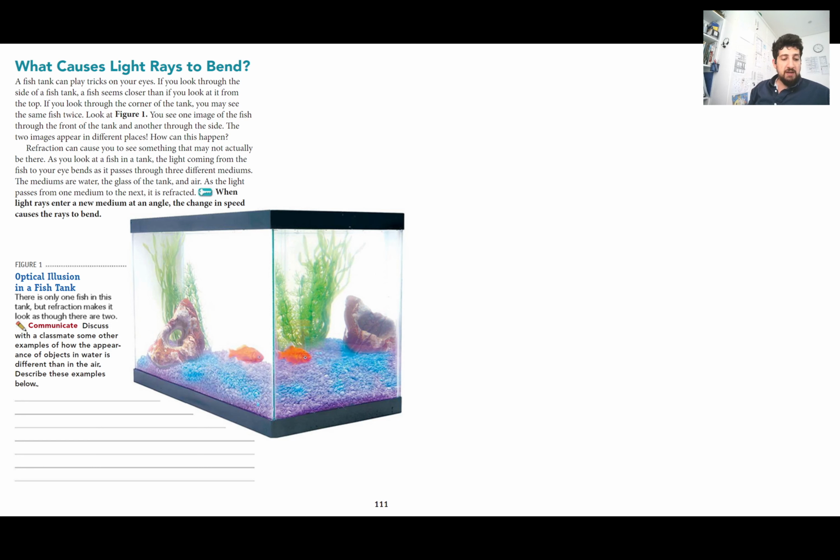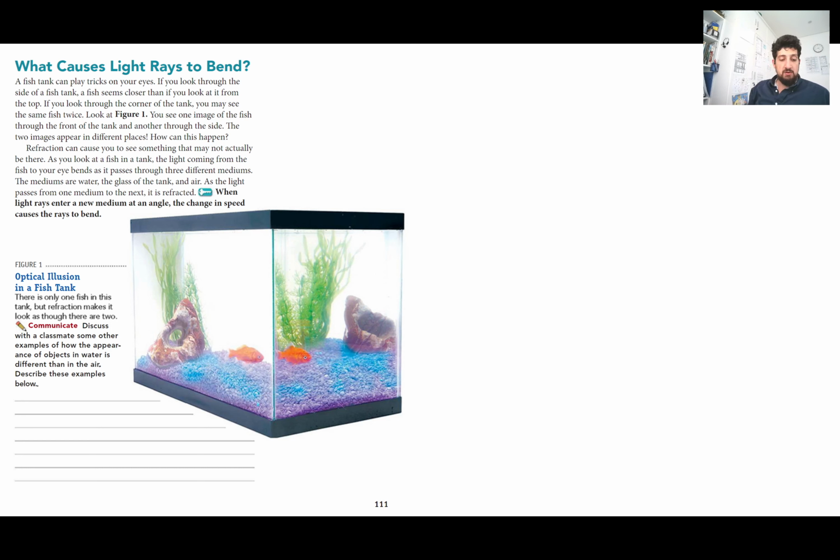A fish tank can play tricks on your eyes. If you look through the side of a fish tank, a fish seems closer than if you look at it from the top. If you look through the corner of the tank, you may see the same fish twice. Look at figure 1, for example. You see one image of the fish through the front of the tank and another image through the side. The two things appear in different places.